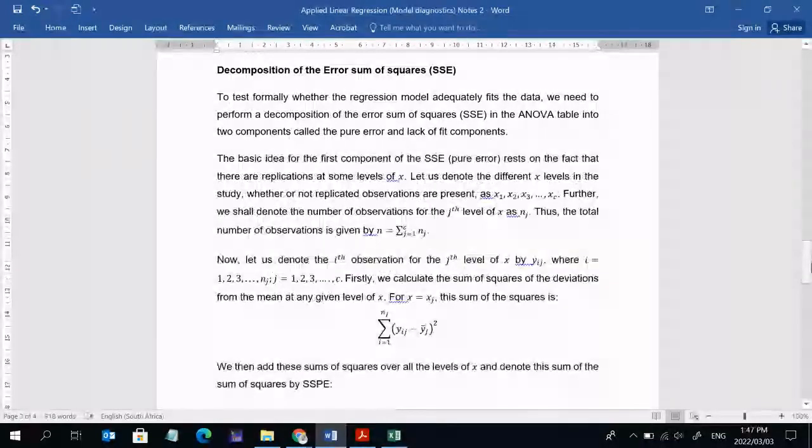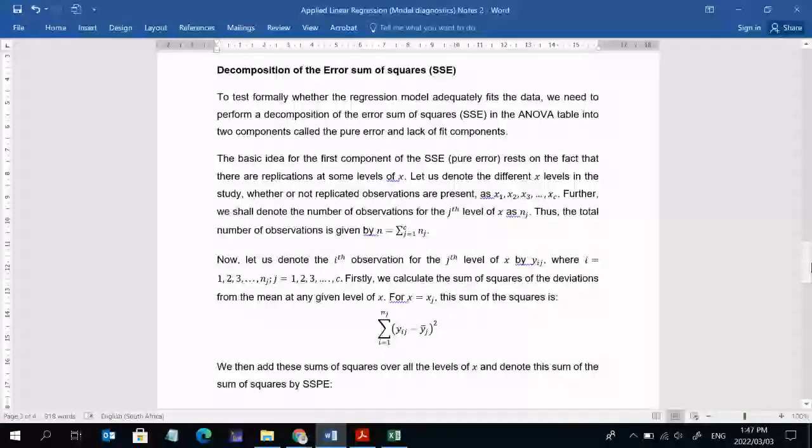Now, how do we do this lack of fit thing? We decompose the error into two components. So in the ANOVA table that we constructed in chapter 1, remember, we have the SS reg, SSE, and SS total. So we go to that ANOVA table. We decompose the SSE into two components called the true error component and the lack of fit component.